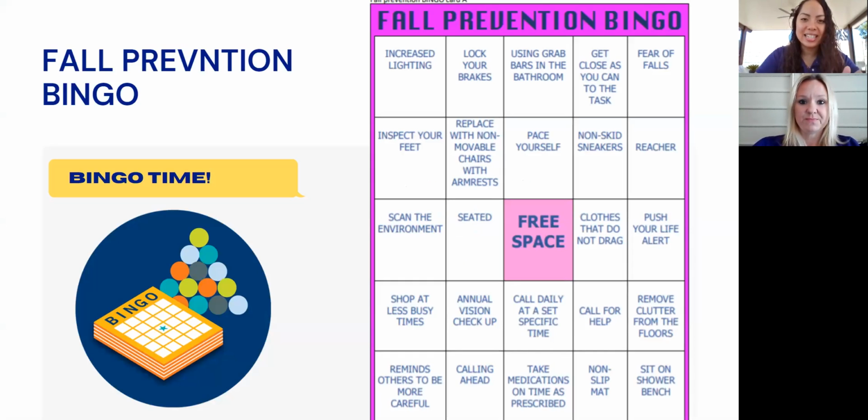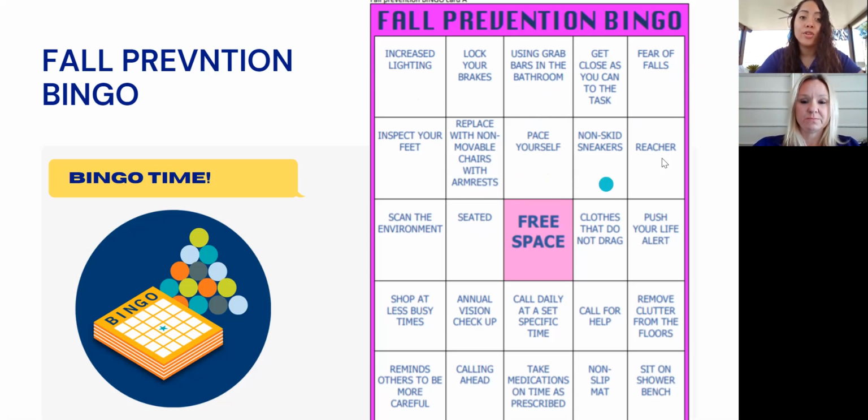Here's an example of our bingo game that we would give to our audience. A lot of these terms are related to what we'll be talking about: fall prevention, different risk factors, barriers, and strategies that one can use for fall prevention. Some examples would be a home modification like using grab bars in a bathroom. I know there are a lot of individuals who have a fear of falling, and some of them may express their concerns. Replace chairs with non-movable chairs with armrests. These are another type of modification.